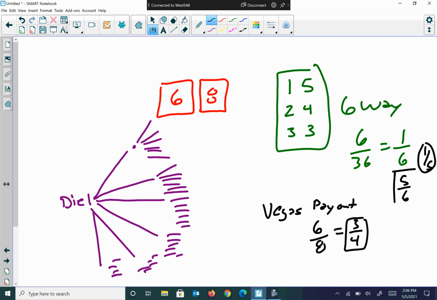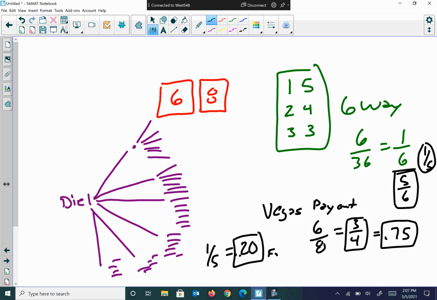Which is bigger, one out of five, which as a decimal is 0.2, or 3/4, which is 0.75? So this might be an easier way to look at it. This is the fair game: you're looking at 0.2. The unfair game is 0.75. Again, they're looking at an unfair payout that's going to go against what you wanted to do.